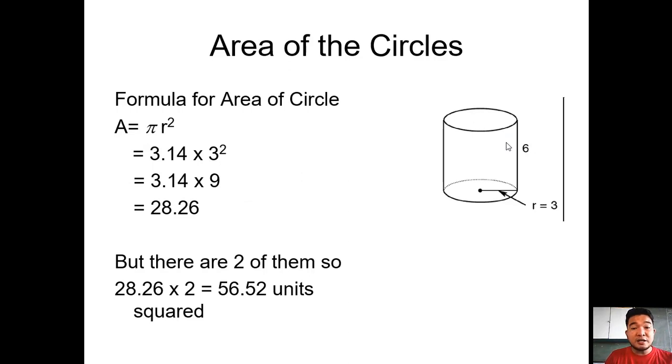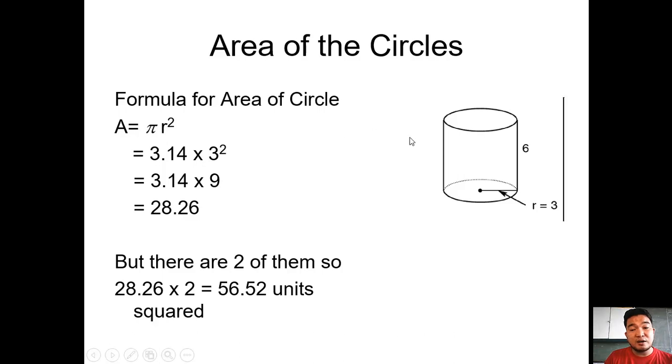So for the area of the circles, again, the formula is pi r squared, where pi is equal to 3.14. We assume that pi is 3.14 so we won't have a hard time. Times r, and r stands for the radius. The radius is a line segment from the center of the circle up to any point of the circle, and all the radii of the circle are congruent.